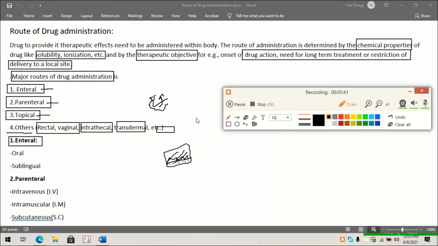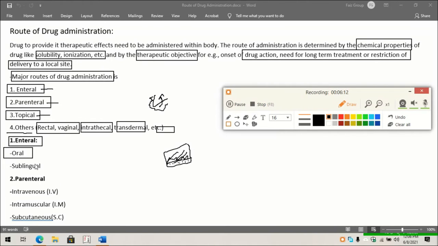Now let's move to the detail of oral. Oral administration provides many advantages. What are the advantages and disadvantages of oral drug administration? We will discuss it in more detail in coming lectures.